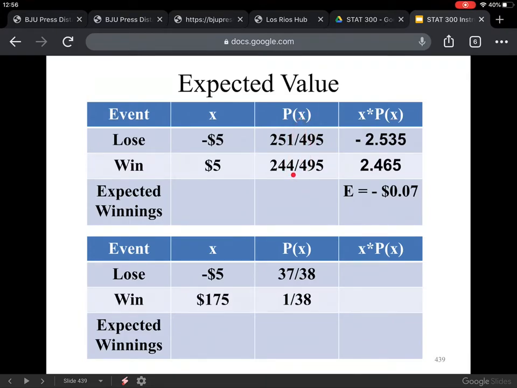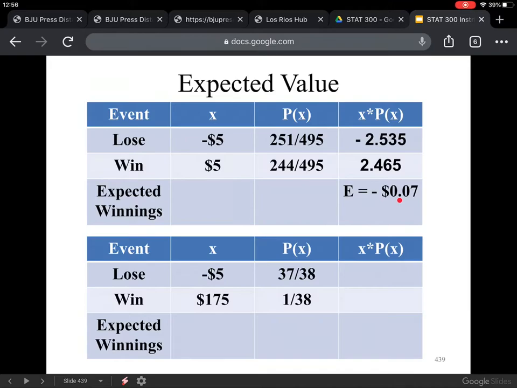To find the expected value, you need to multiply the expected loss by the probability that you will lose this money, which ends up being negative 2.535. The amount that you can win, multiplied by its associated probability, gives you 2.465. Then add up the last column, and the expected value is negative 0.07. The expected winnings are actually a loss of 7 cents.